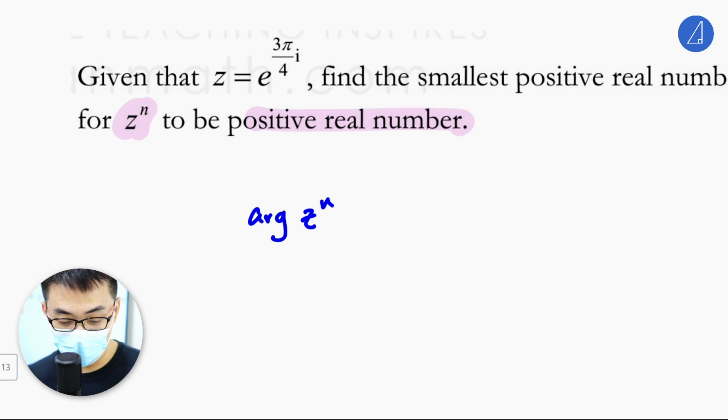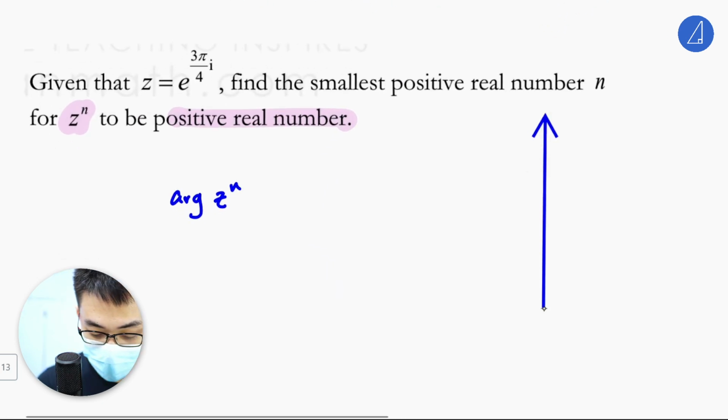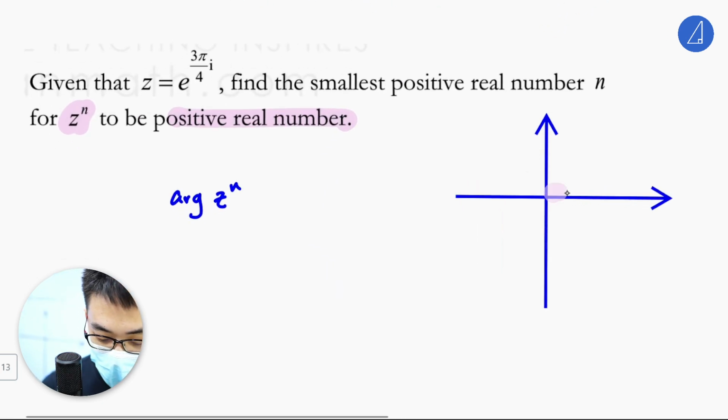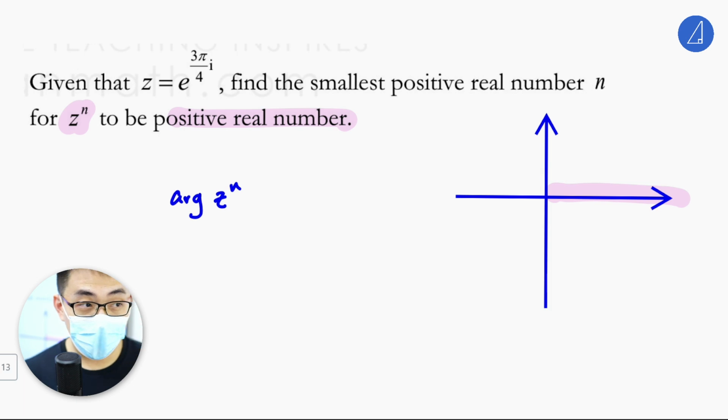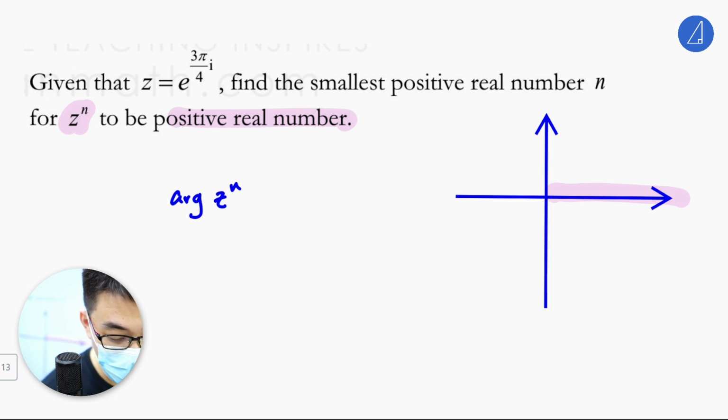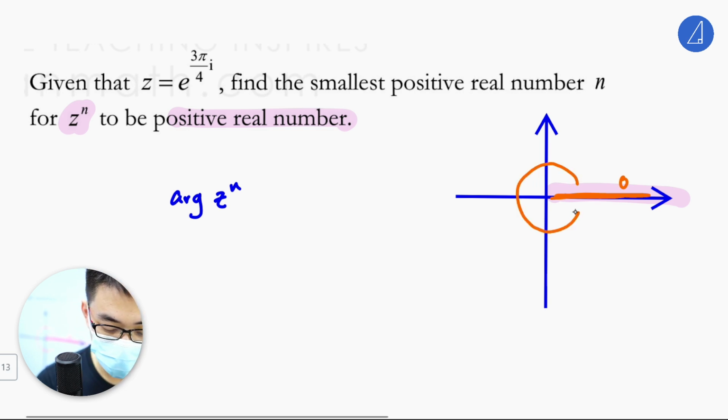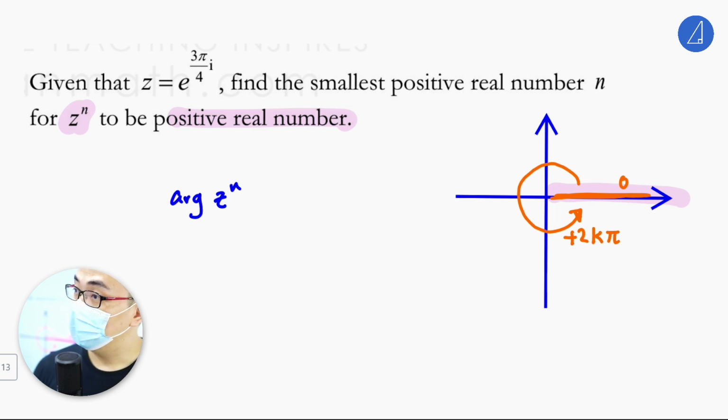I just need to consider the argument of Zn, because positive real is here. Is it here? Positive real is here, right? So I just want Zn to be a general term of the argument. So the general term of the argument will be, this is 0. Then I add what? What's the positive real number? I add 2k pi. Agree? 0 plus 2k pi.